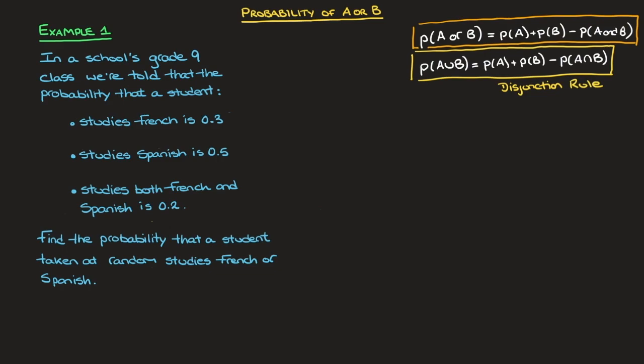And in fact, as we'll be seeing when I explain this disjunction rule, the fact that the A or B also includes the case where A and B occur simultaneously is exactly why we subtract this probability of A and B. But don't worry, we'll get to that.